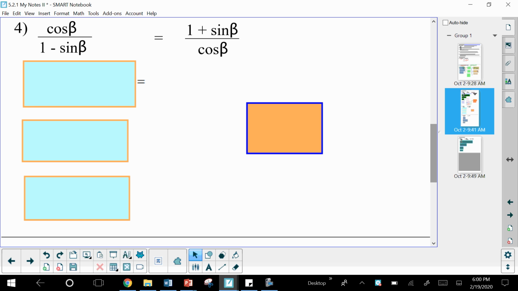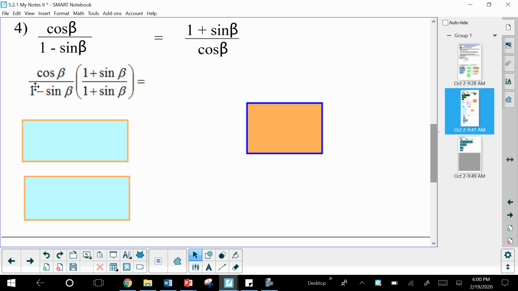Okay, so to get the left-hand side to look like the right-hand side, this is a trick we use quite a bit. We want to get 1 minus sine beta somehow to turn it into cosine beta. And so this is kind of a couple-step process, but it's pretty easy once you see it the first time. So what I'm going to do on the left-hand side is multiply by the conjugate. So I'm going to multiply by 1 plus sine beta for the numerator and the denominator.